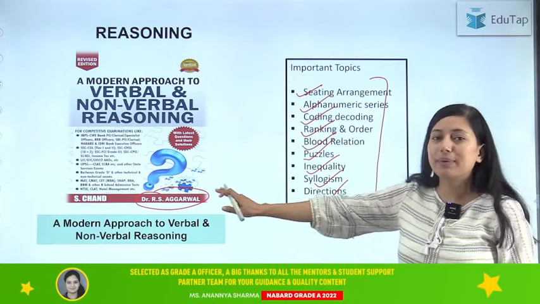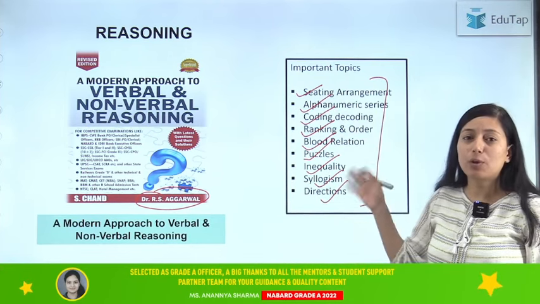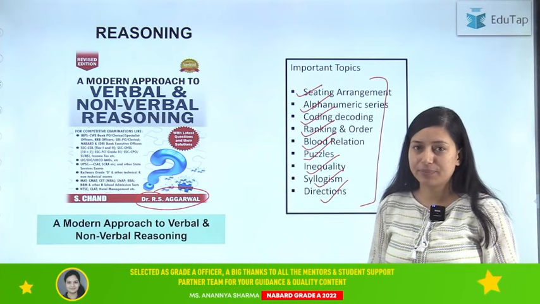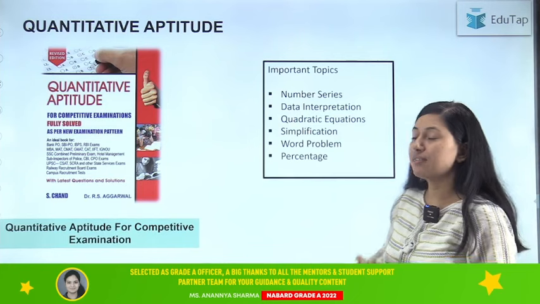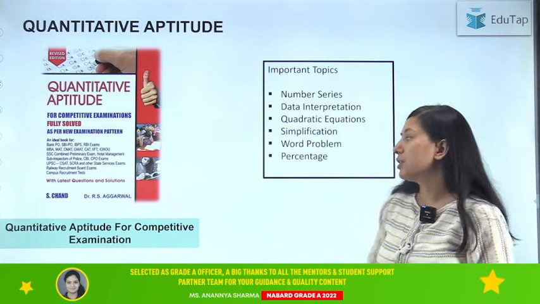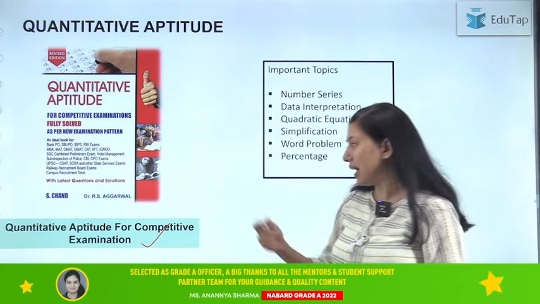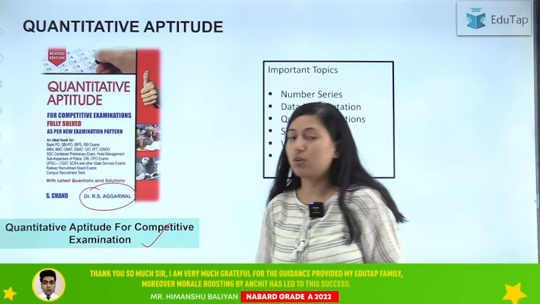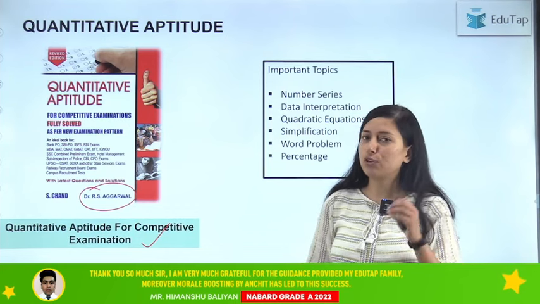What you can do, you can pick this book and start preparing these topics first. Okay, prepare these topics first and then go for the rest. So that was about the reasoning. Now talking about quantitative aptitude. So for quantitative aptitude, you can refer to the Quantitative Aptitude for Competitive Examination, again another book of R.S. Agrawal. So this is also one of the standard books for the preparation of your quants.